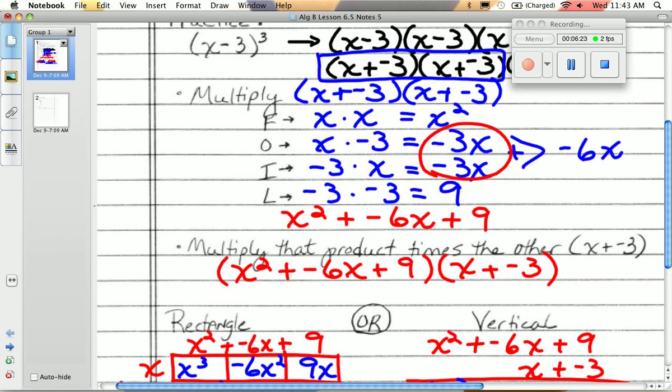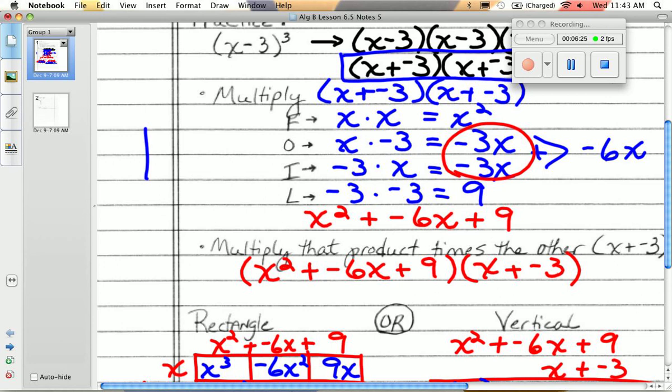You could make the rectangle, and you would just do 2x plus negative 3, x plus negative 3, right? Isn't that how it would look? Yeah, and we still get the same answer. So you can use the rectangle method both times. But I wanted us to practice foil again, because personally, when I can foil, I'd rather foil than do the rectangle.